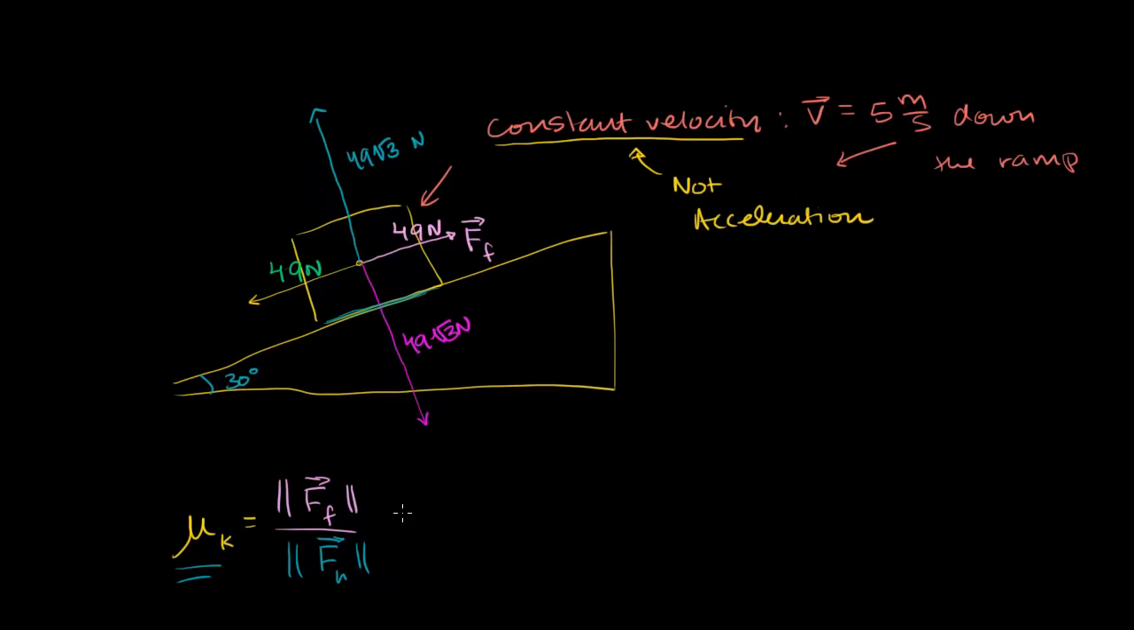So given this right here, let's figure out, for the sake of doing it, the coefficient of kinetic friction here. The force of friction here, completely offsetting the parallel force of gravity, parallel to the surface, is 49 newtons. And the normal force here, the force of contact between this block and this wedge, is 49 square roots of 3 newtons. So we get 1 over the square root of 3.